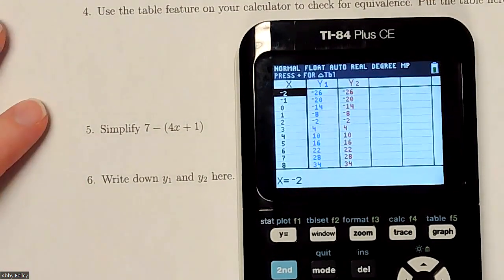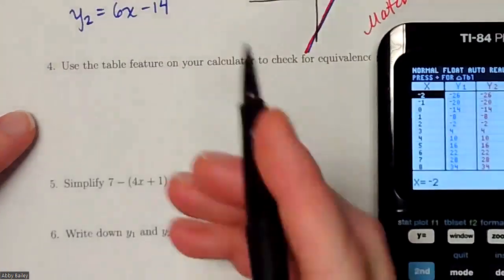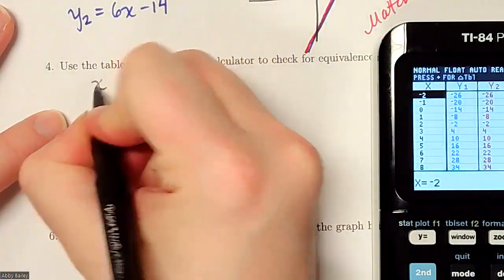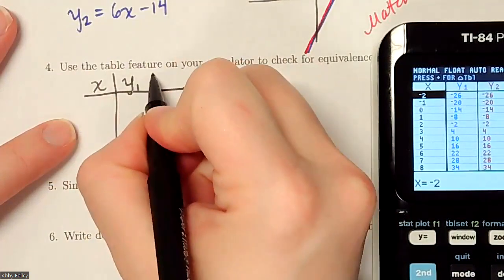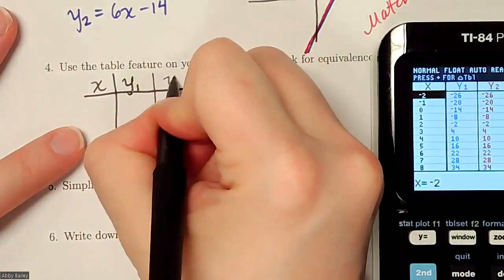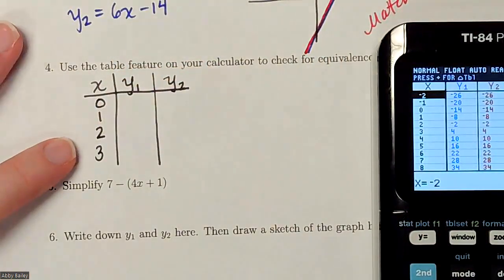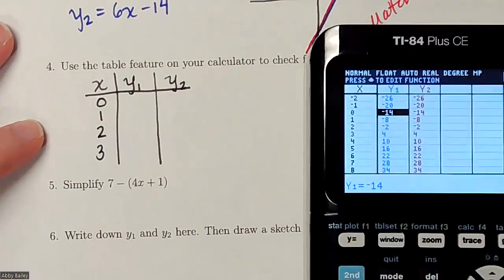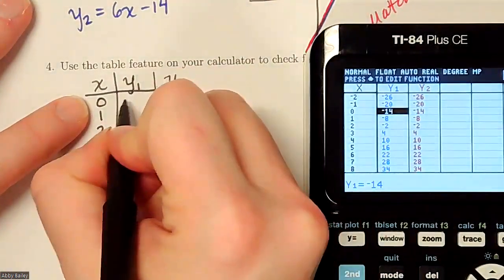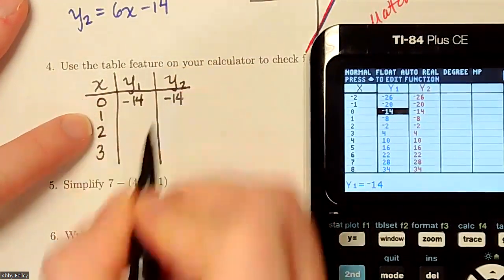But let's make it right now. Let's put that down. So, oof, the glare of my light is shining bright. Y1 and Y2. This will be enough. So they both are equal. Notice the Y values. So you put in X equals 0, and for each of these, you'll get negative 14 out.